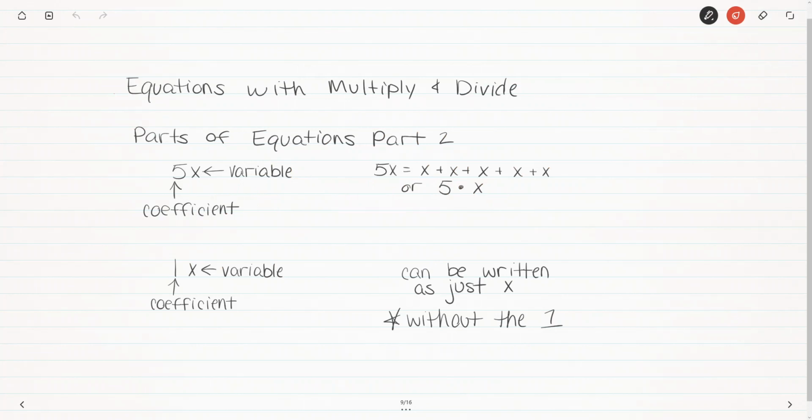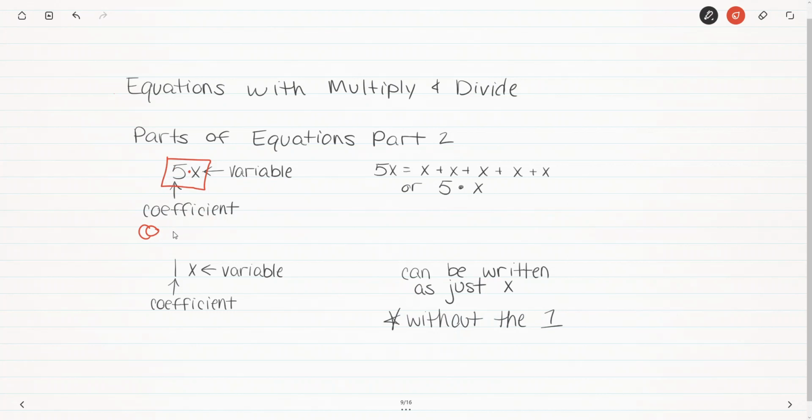So before we get started, if you want to pause and write in this information and then unpause when you're ready, we're going to go over the parts of the equations again, but we have two more parts of the equation that we need to talk about. So in this section of parts of the equation, we're looking at this piece right here, this 5 and the x. Now remember, when numbers are smushed together, there is a little hidden multiplication sign in there. Remember, the x or any letter is referred to as the variable. And the number out front, we call the coefficient.